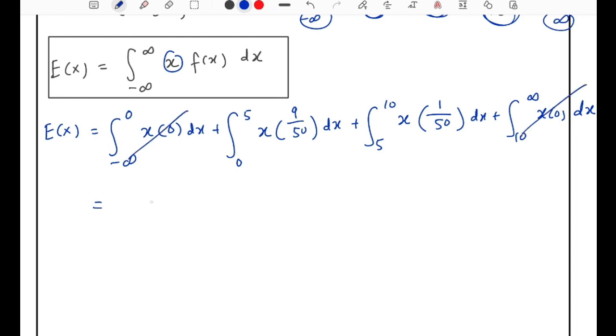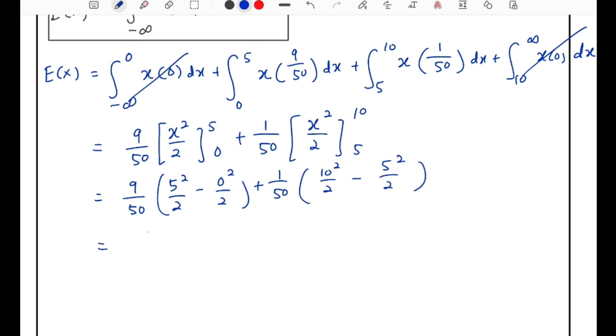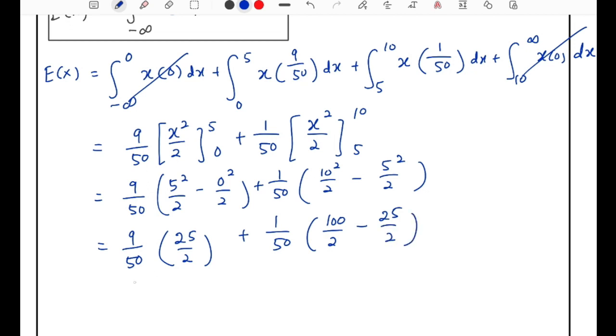Here is going to be 0, here is 0, so integrate x is just x squared over 2, another x squared over 2, substitute the value, so here it's going to be 25 over 2, and another one is 100 over 2 minus 25 over 2, which is equal to 3.